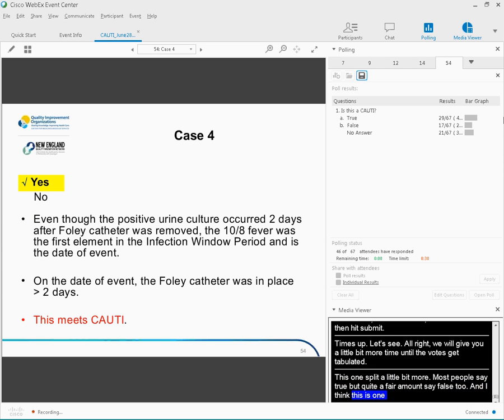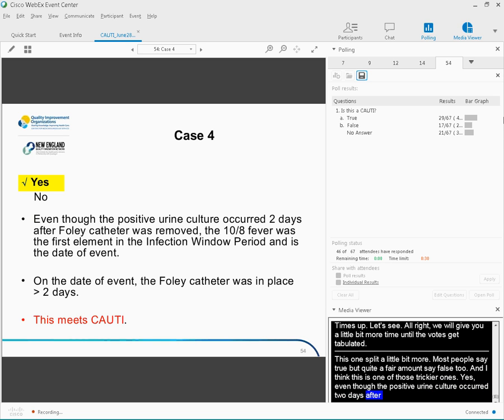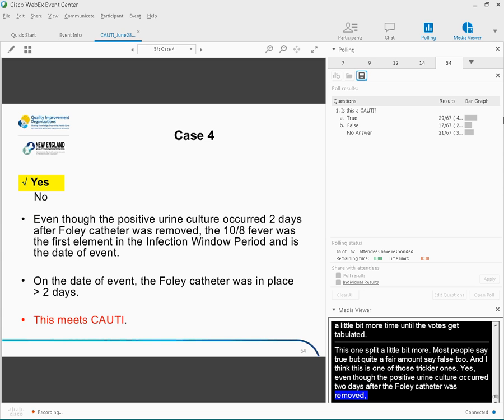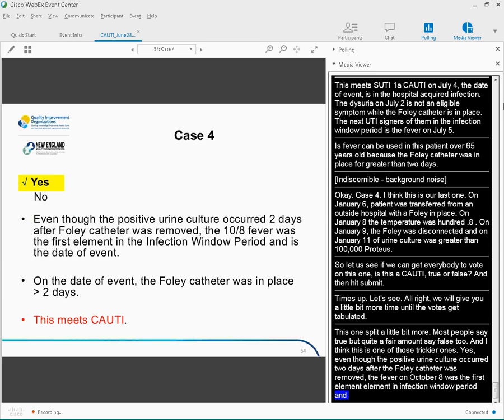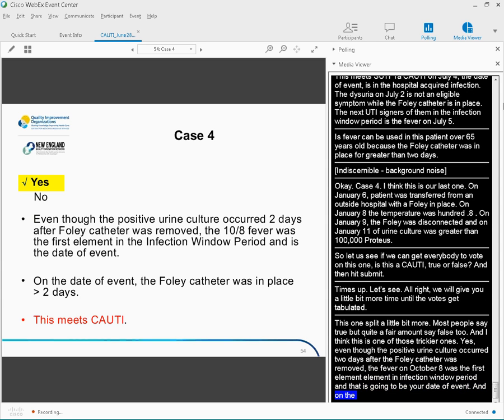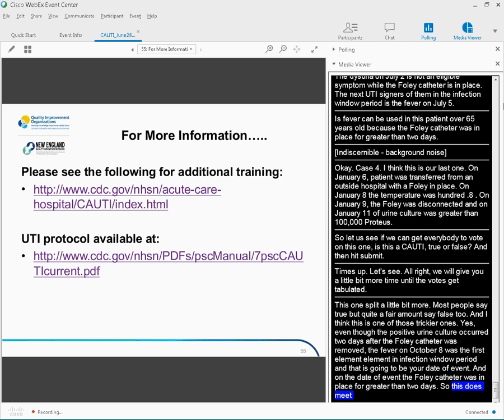Yes. Even though the positive urine culture occurred 2 days after the Foley catheter was removed, the fever on January 8th was the first element in the infection window period. So that's going to be your date of event. And on the date of event, the Foley catheter was in place for greater than 2 days. So this does meet the NHSN CAUTI criteria. And that was our final slide.